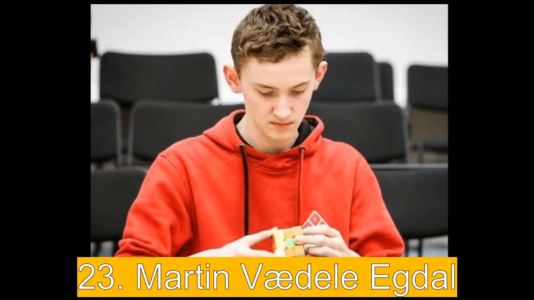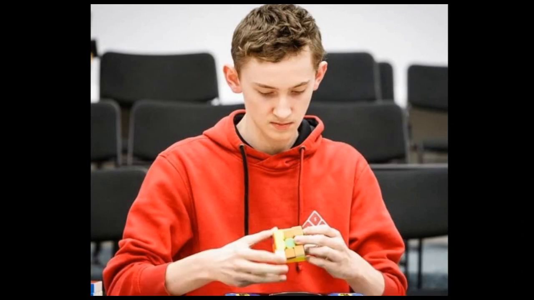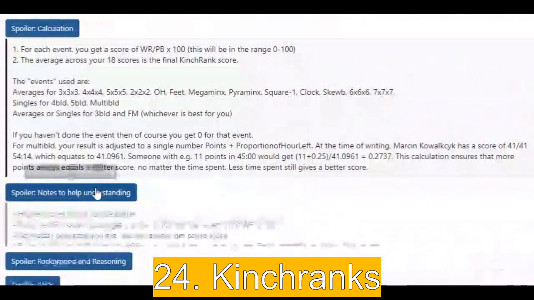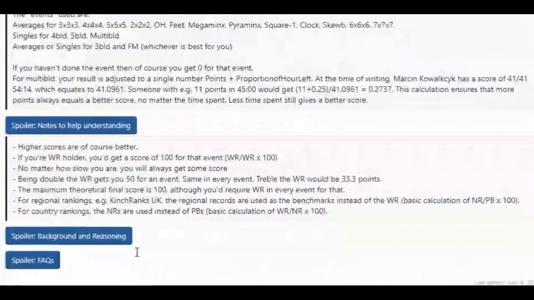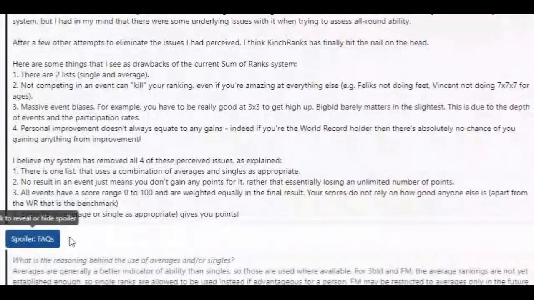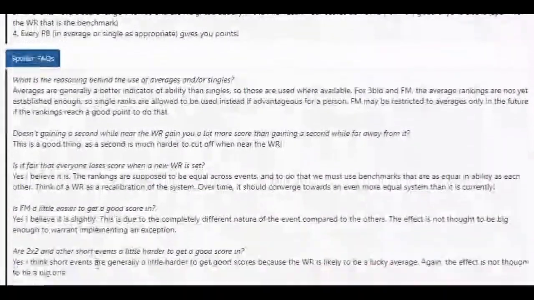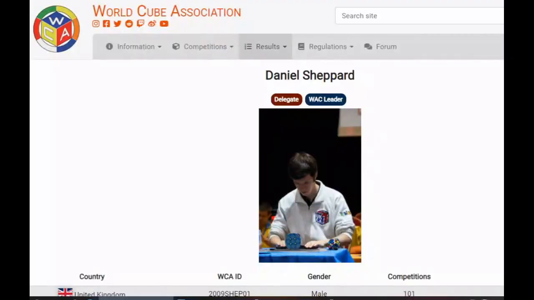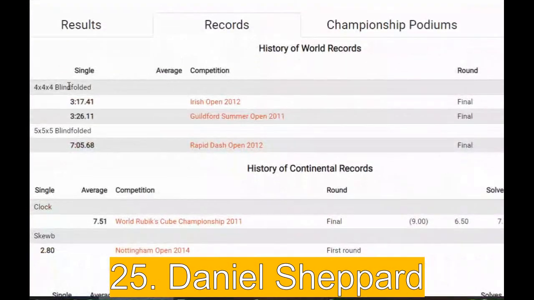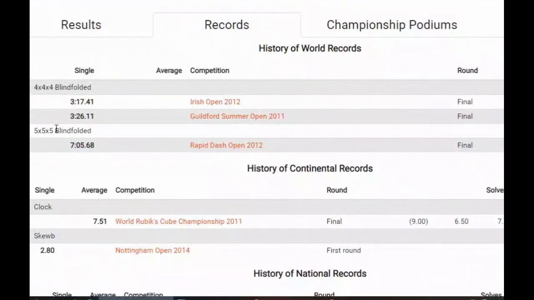Egdal is currently dominating the rest of the world in Sum of Ranks, having a sum only slightly more than half of the person right behind him for both single and average. Kinchranks is another commonly used way to measure how good of an all-rounder somebody is, and here's how it works. You take the world record divided by your PR in each event, multiply these numbers by 100, and average them all together. The Kinchranks system was invented by Daniel Sheppard, a former world record holder for 4x4 blindfolded and 5x5 blindfolded, and one of the best all-rounders in the world around 2014.